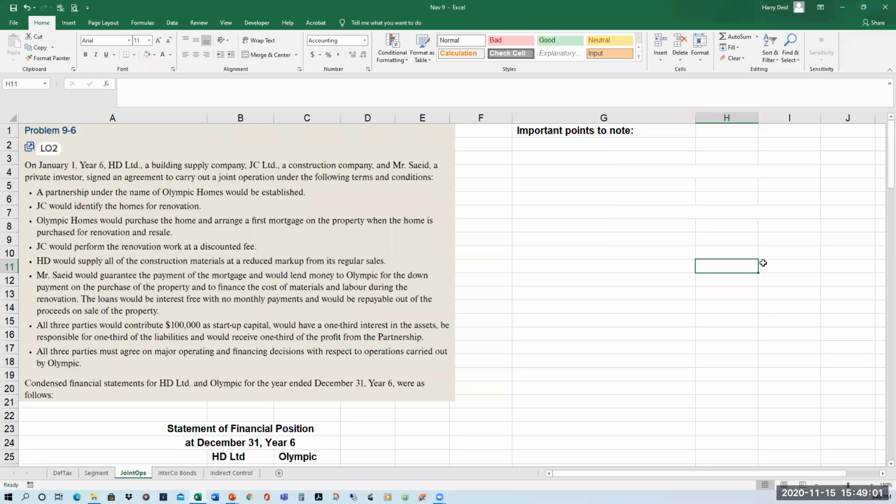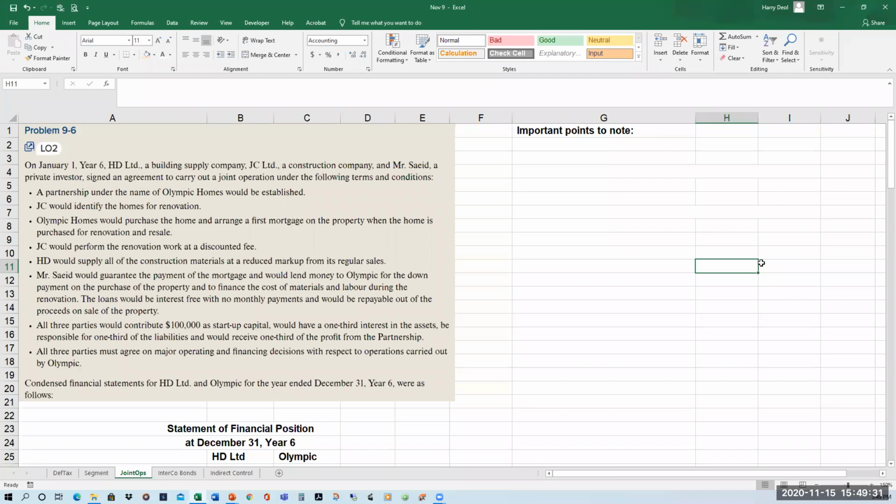Here's an example from the textbook, problem 9-6. So we're told that on Jan 1st, year 6, HD Limited, a building supply company, JC Limited, a construction company, and Mr. Saeed, a private investor, signed an agreement to carry out a joint operation under the following terms and conditions. A partnership under the name of Olympic Homes will be established.